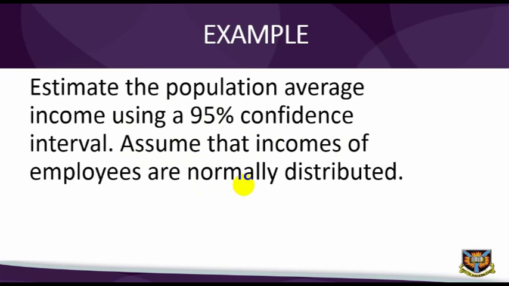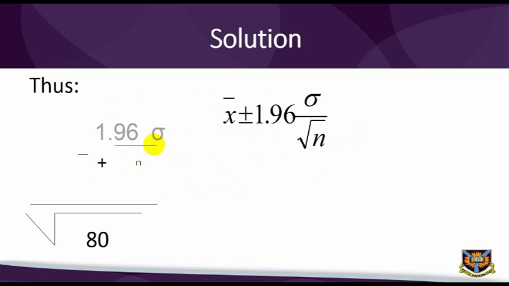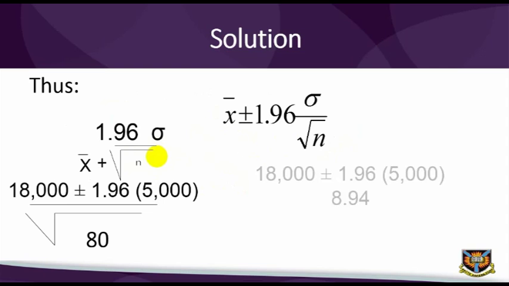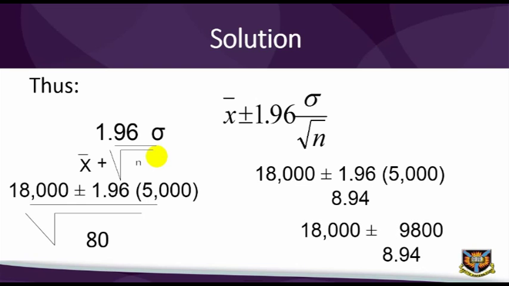Solution. Step 1. Write down the formula: x-bar plus or minus 1.96 sigma over square root of n. Step 2. Insert the given values. You have been told that the mean is equal to 18,000 naira, the standard deviation is equal to 5,000 naira, and n is equal to 80. Thus, mean plus or minus 1.96 standard deviation over square root of n.